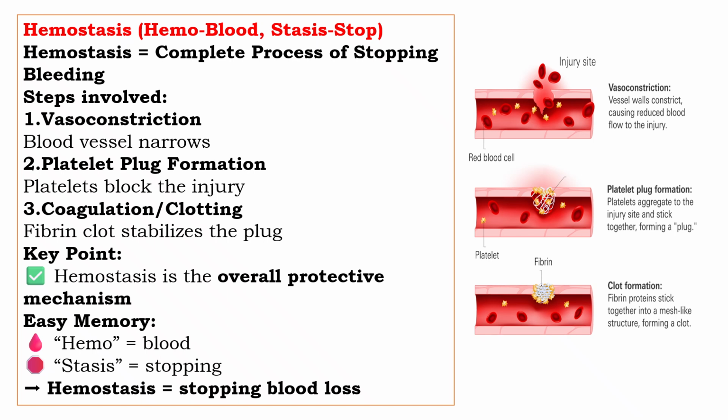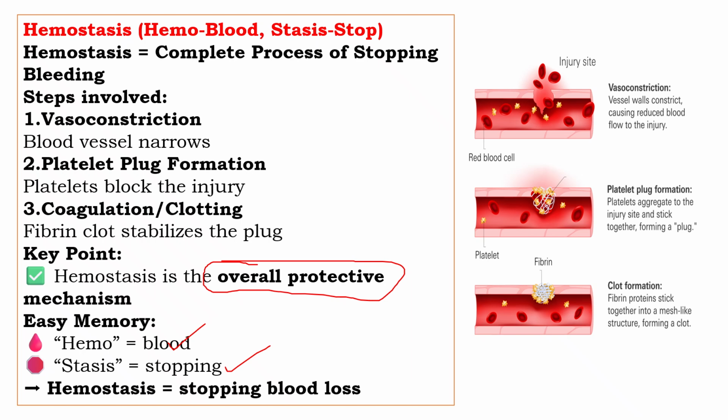So, hemostasis is overall a protective mechanism whenever there is injury. In order to stop the excess bleeding, hemostasis occurs. So hemo is blood and stasis is stopping of blood. So hemostasis is stopping blood loss.